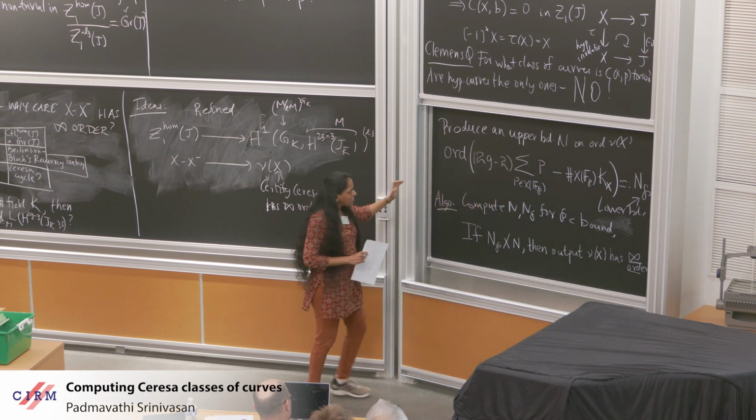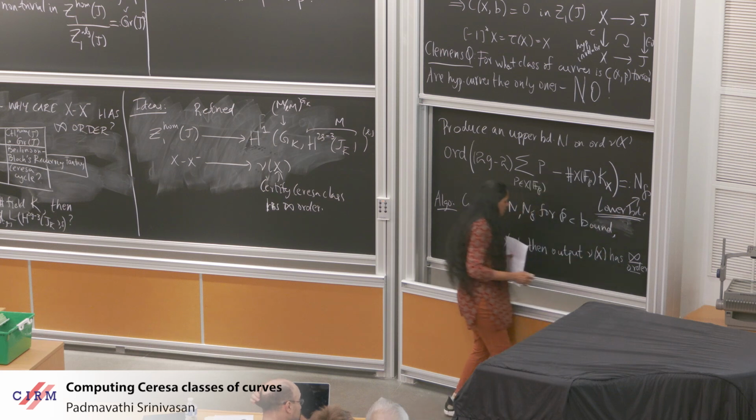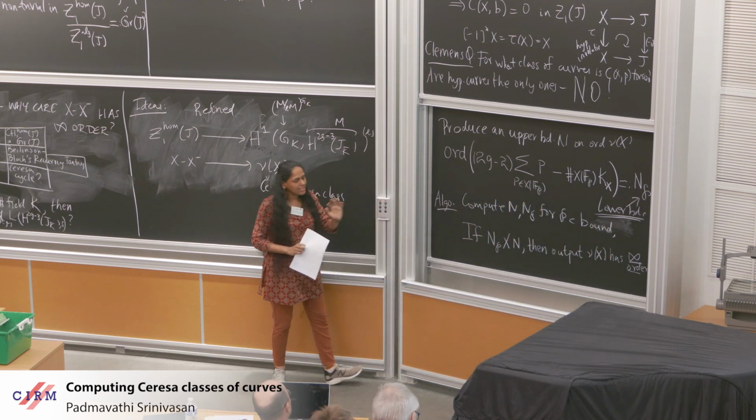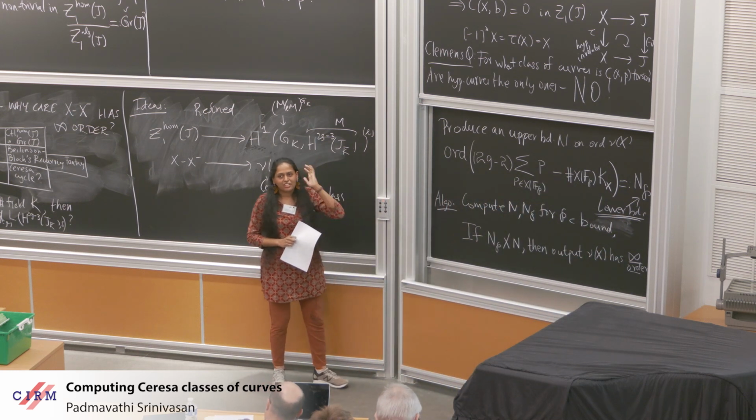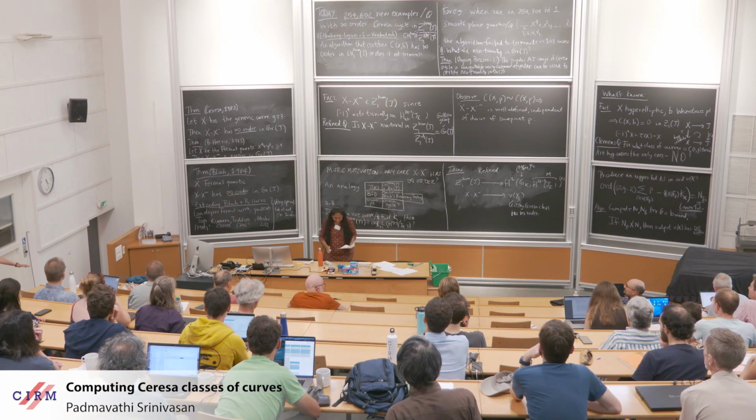but there are also lower bounds on the order coming from reduction mod p. So if you find even one p where n sub p doesn't divide n, you know the Ceresa cycle is infinite order. Very sorry, I have no idea how long I've been speaking. I'll stop here.